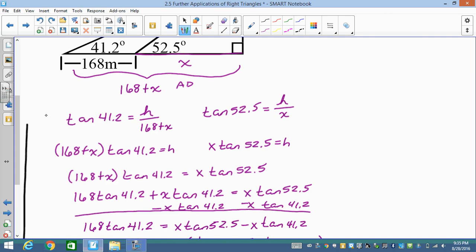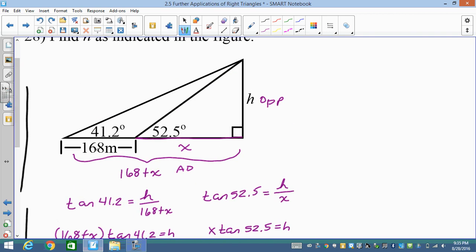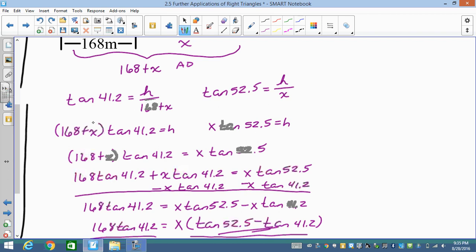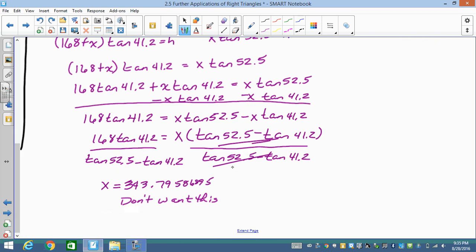Because now that I know what x is, I can do this plus this and do x, or I can just use the number here and use this. So I'm going to use a 52-degree angle, which means I'm going to go back to this guy here. I'm going to make a note to keep this in the calculator so I don't have to mess with making sure I have everything right. So tangent of 52.5 equals h over x, or x tangent of 52.5 equals h.